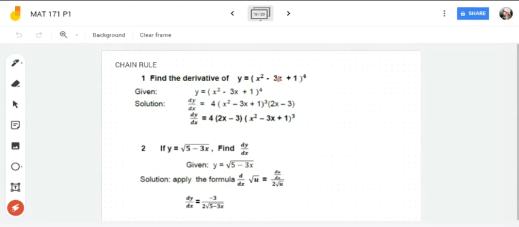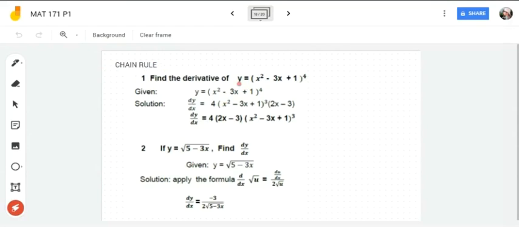Next, we have the chain rule. So what is this chain rule? This chain rule is applicable when you are finding the derivative of a function that could not be differentiated using the basic rules of differentiation. Therefore, you will be combining those rules in order to find the derivative. That's why it is called chain rule, because we will be combining several rules of differentiation in order to get the derivative of your function.